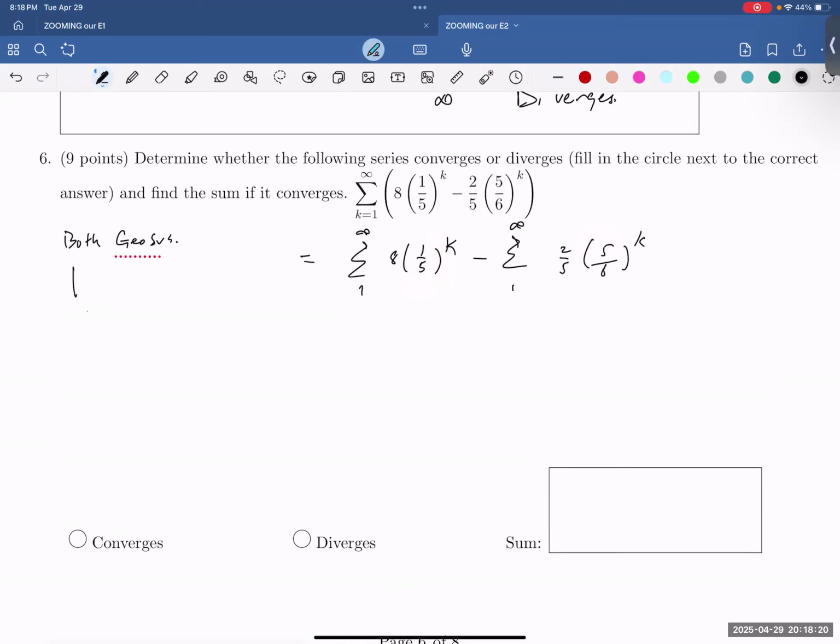In one case, the size of the ratio is a fifth, and that's less than 1. In the other case, the size of the ratio is 5/6, less than 1. Both converge.